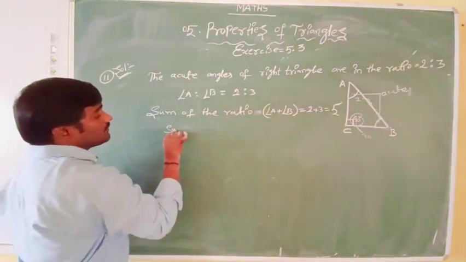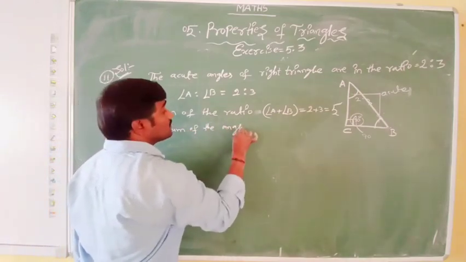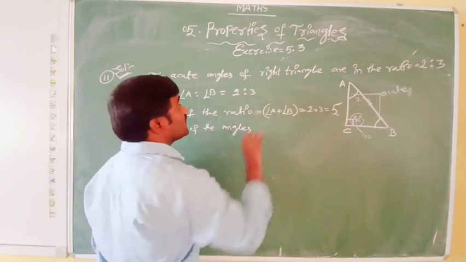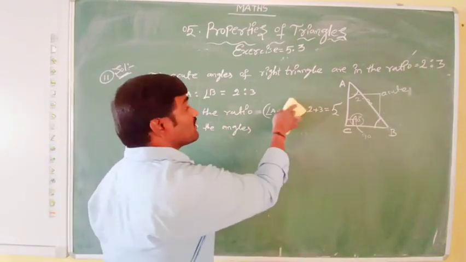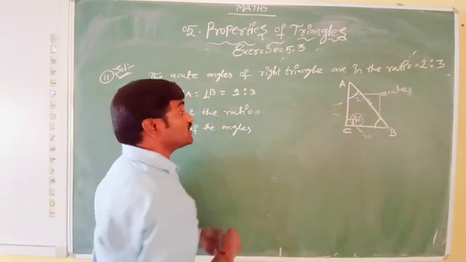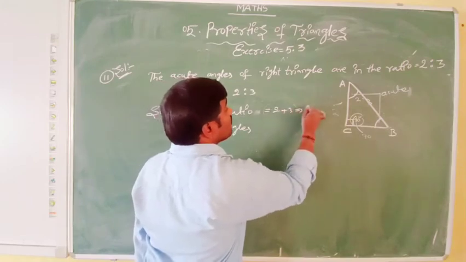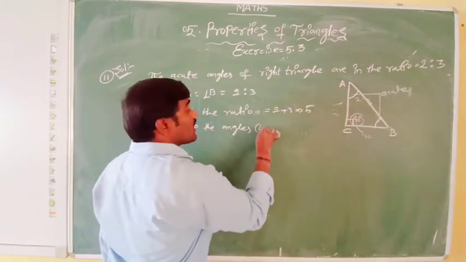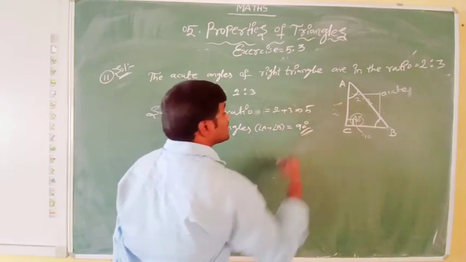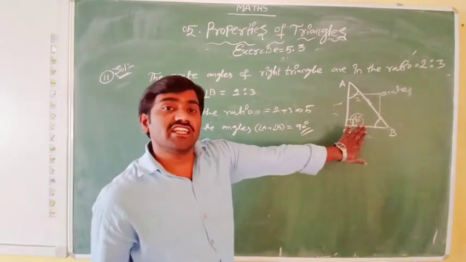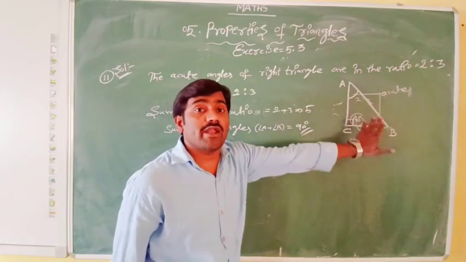Sum of the ratio and sum of the angles, both are different. Here 2 plus 3 equal to 5 is the sum of the ratio. The sum of angle A plus angle B will give us 90 degrees only, because the remaining 90 degrees was taken by angle C. The rest of the 90 degrees will be shared by A and B both.